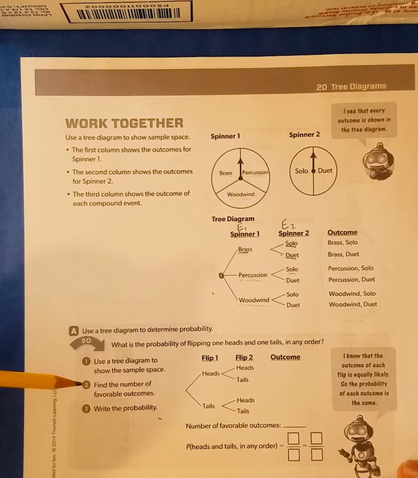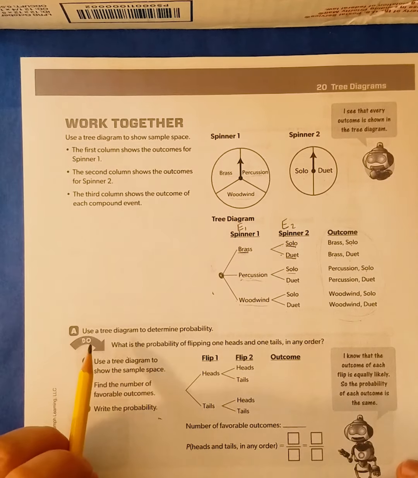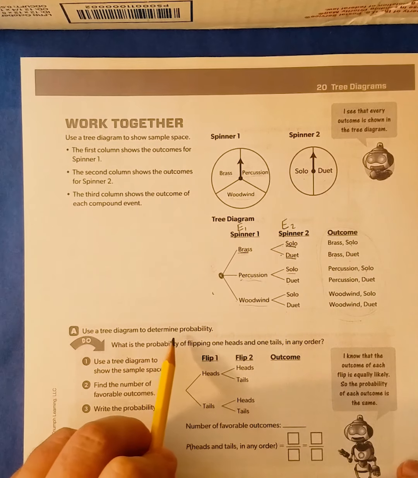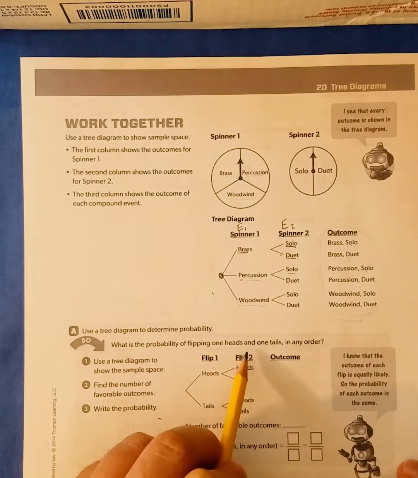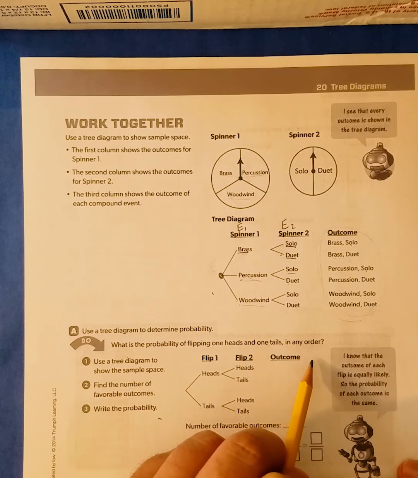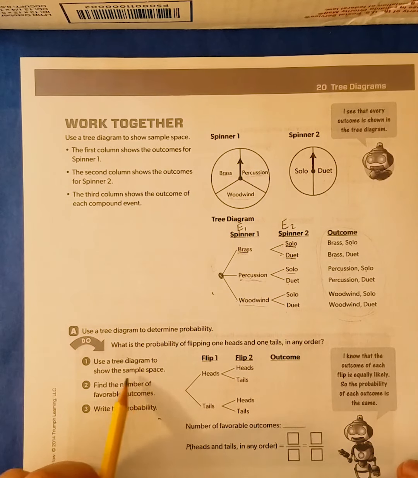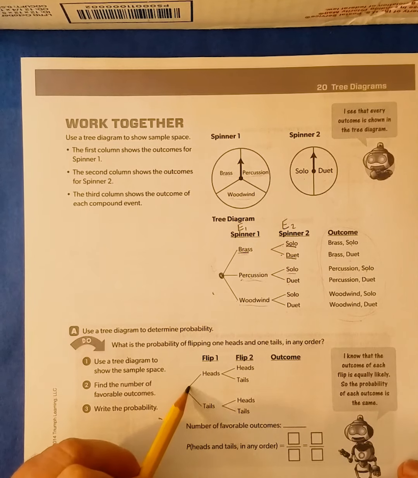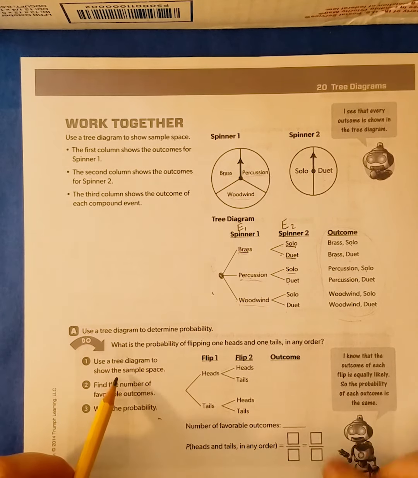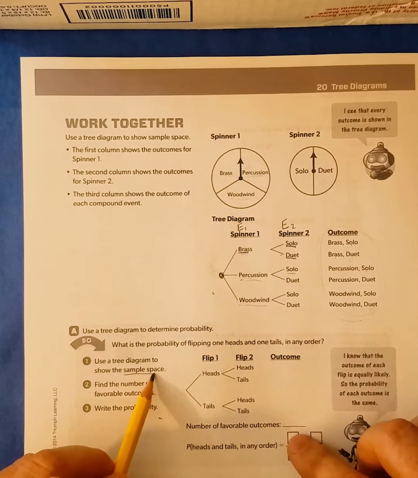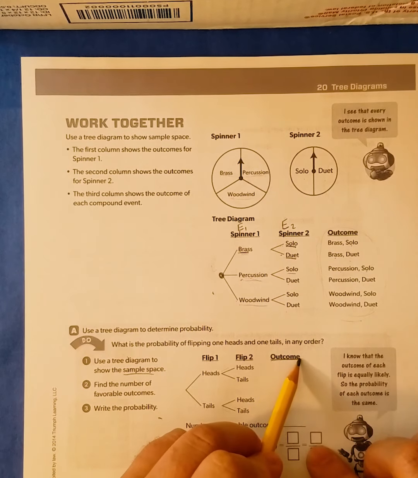Moving down, we're not going to do part A. No, you know what? We'll do part A. So it says, use a tree diagram to determine probability. What is the probability of flipping 1 heads and 1 tails in any order? Use a tree diagram to show your sample space. Again, this is our tree diagram. These are our branches. Sample space, we should be thinking outcome.